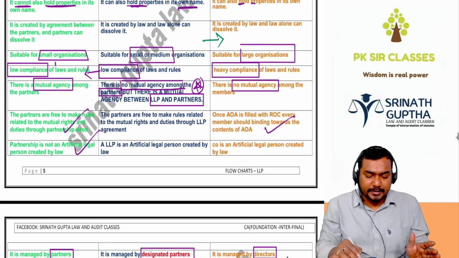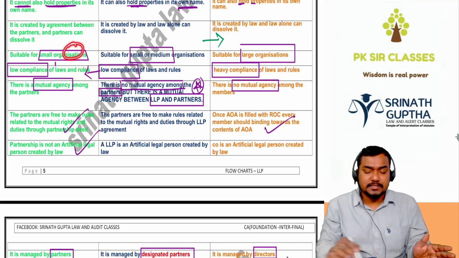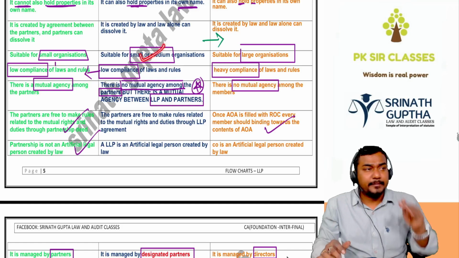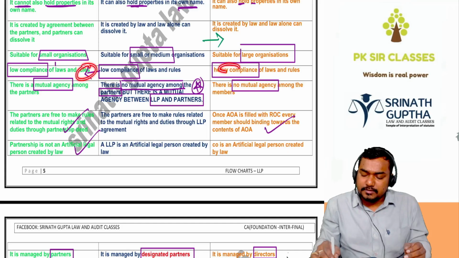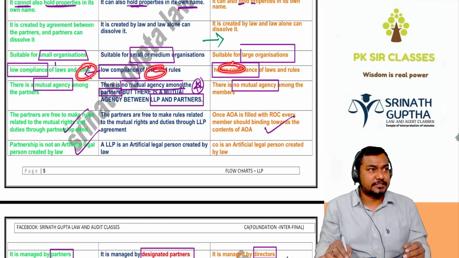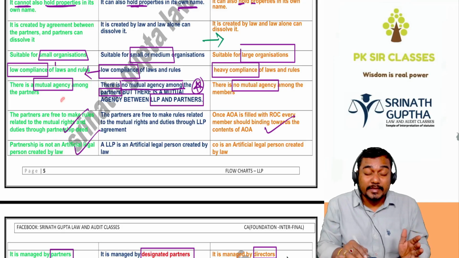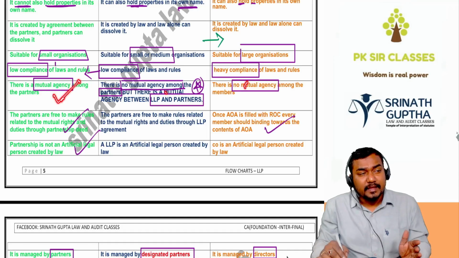In case of partnership, lesser rules, and partnership is suitable for the small organizations, company is suitable for the large organizations, and LLP is suitable for the small and medium range of organizations. Here less rules and regulations, here more rules and regulations, here less rules and regulations, because only 81 sections are there. And here there is a mutual agency between the partners, there is no mutual agency between the members. Here there is no mutual agency between the partners, but there is a mutual agency between the company and LLP.